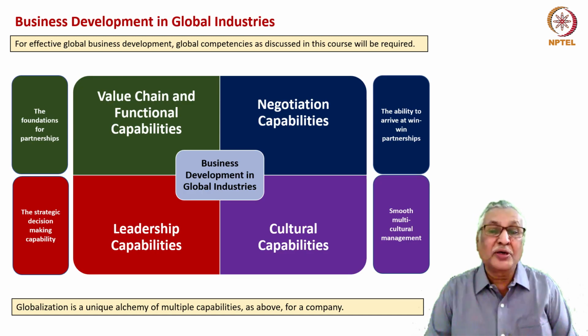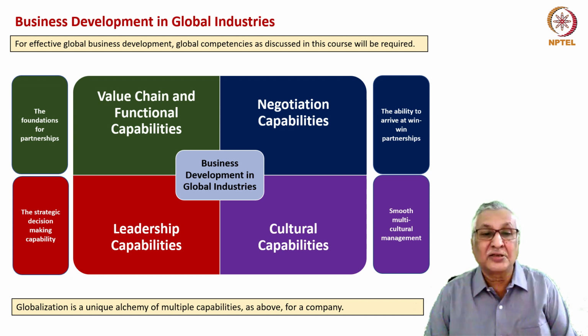How does business development occur in global industries? For effective global business development, global competencies, as discussed in this course, will be required. These are four types of capabilities that need to be brought into play in a complete manner. First, value chain and functional capabilities. These are the foundations for partnerships on a global scale.